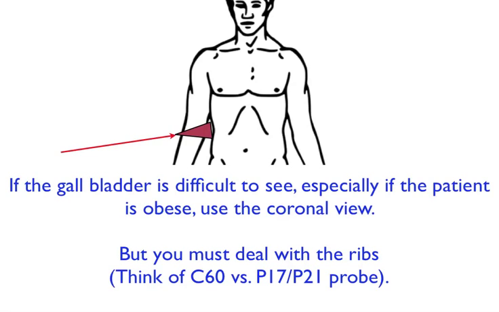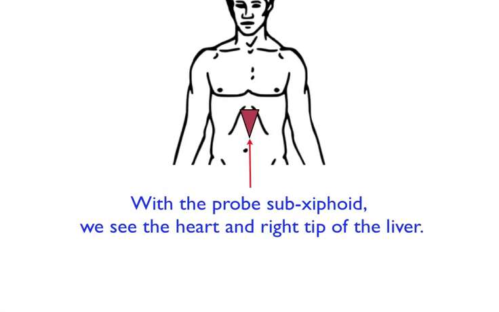Now, when you go to the coronal view, you really need to think about what probes you want to use. I happen to prefer phased array probes for the gallbladder. Many people prefer the C60 probe, the curvilinear probe. But when it comes to doing a coronal view, you're going between the ribs. So the curvilinear probe has a larger footprint and can't fit between the ribs as easily. So many people would prefer at this point to switch to the phased array probe, which can more easily fit between the ribs. Your choice, but just remember you have to deal with the ribs if you go to the coronal view. So first we'll start off with a subxiphoid view.